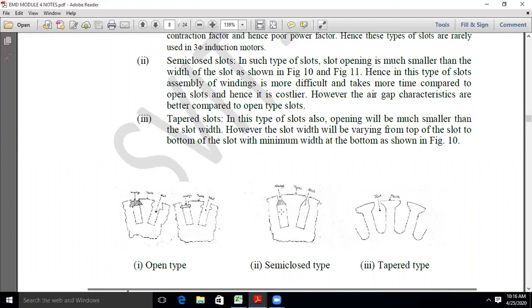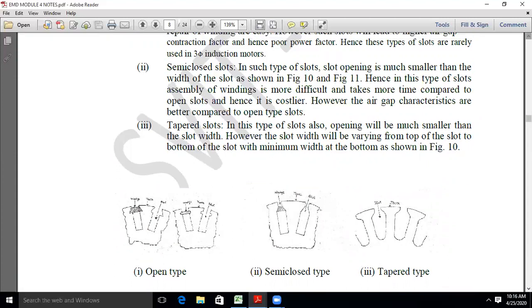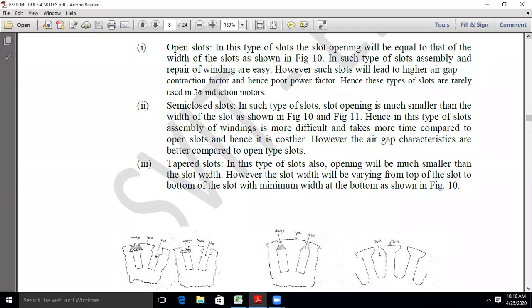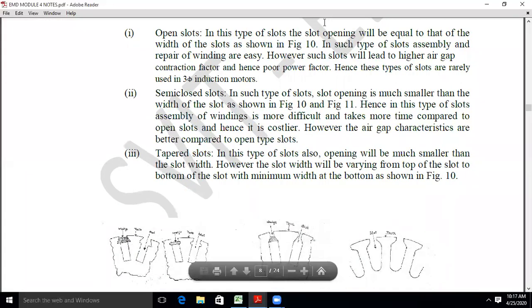Now the semi-closed type, where the slot area decreases. In this case, a tapered type. Now we will discuss them one by one. One is the open slot. In this type of slot, the slot opening will be equal to the width of the slot.